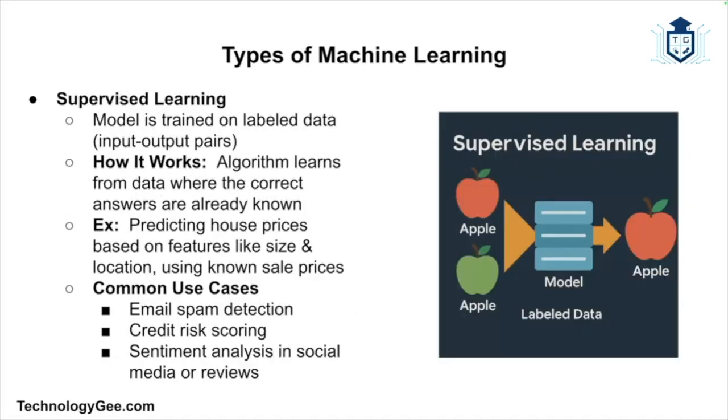Now let's talk about the different types of machine learning. There are three main types that you should know. The first is called supervised learning. This is when you train the model on labeled data. An example would be predicting house prices based on size, location, etc., when you already know the correct prices, i.e. the labels. The use cases for this could be email spam detection, credit scoring, and sentiment analysis.